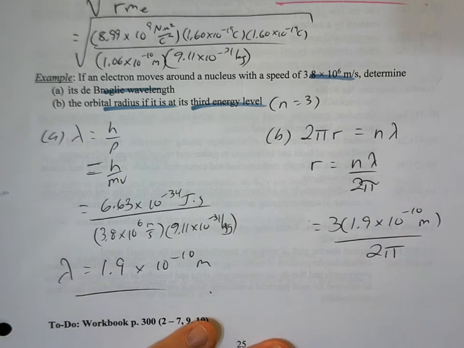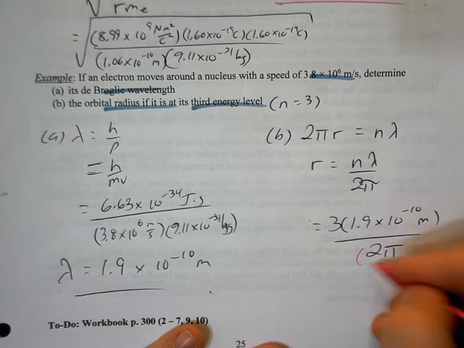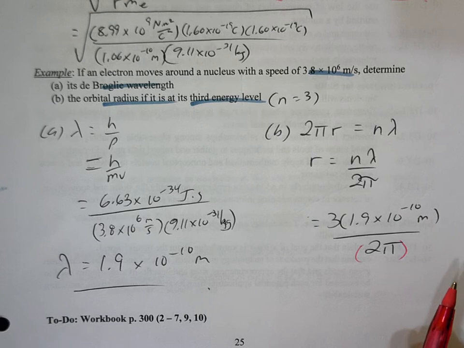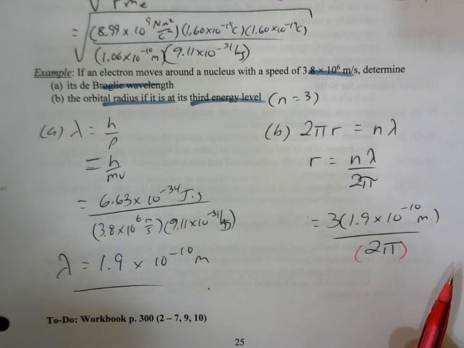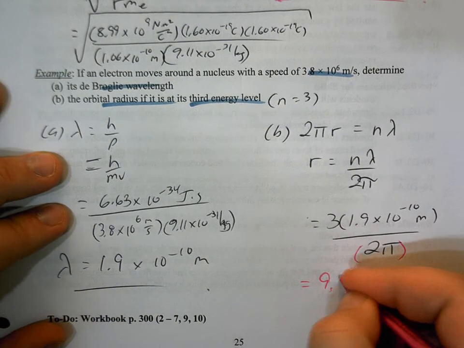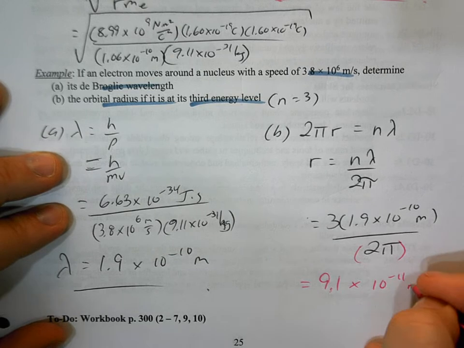Again, in the calculator, because you have two terms in the denominator, don't forget to bracket that, because we want to divide by all of 2 pi, and if I can be really careful with my calculator here, we are going to get, where is the pi button on this? We're going to get something that looks like this. So we're going to get about 9.1 times 10 to the minus 11 meters.